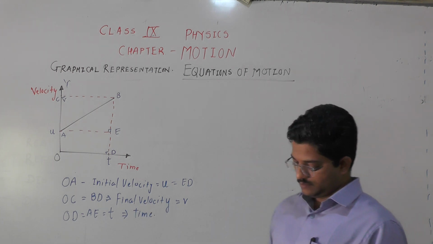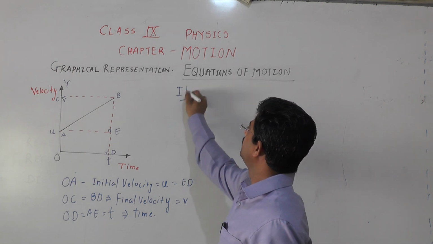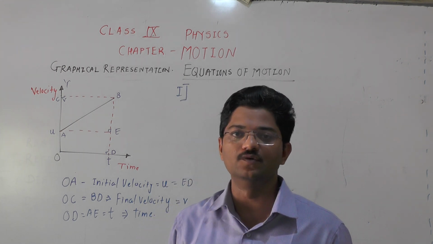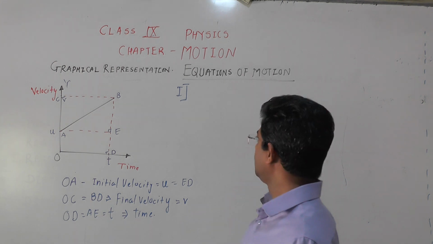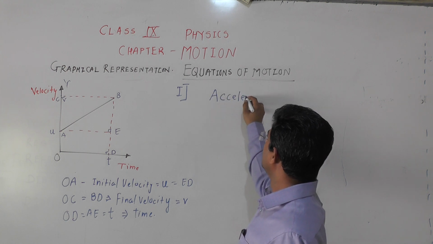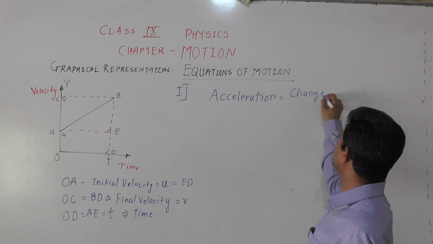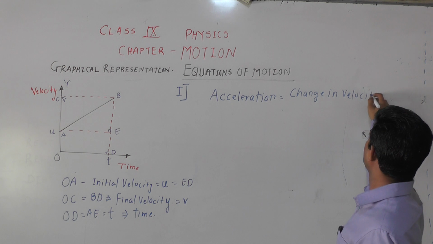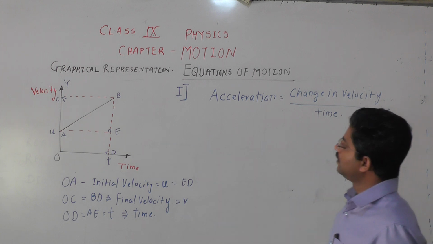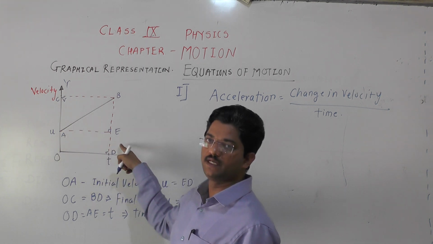Now we will go toward the first equation of motion. These equations of motion are also called kinematical equations of motion. Here we start with the definition of acceleration. Already we know that acceleration is the change in velocity with respect to time. Here our velocity changes from initial value to final value in time t.